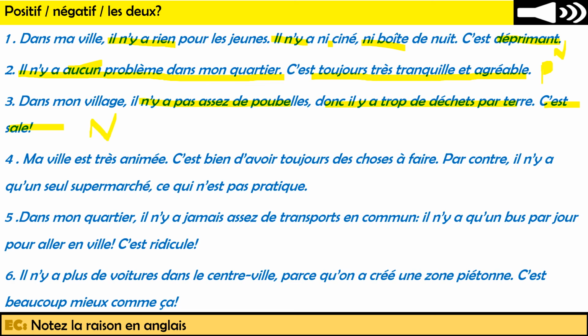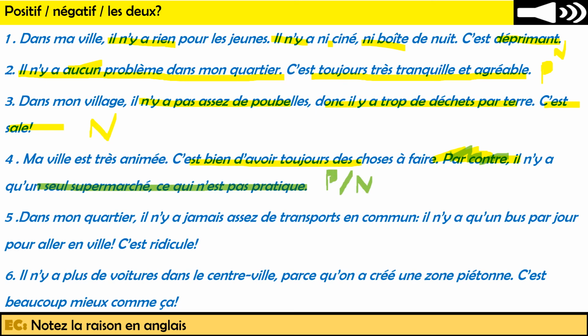Right. Numéro 4. Ma ville est très animée. Okay, nothing there. That could be a good thing or a bad thing. C'est bien d'avoir toujours des choses à faire. It's good to always have something to do. Par contre, and this is your clue here, il n'y a qu'un seul supermarché, ce qui n'est pas pratique. So, they've said it's good to have lots of things to do, but then they've said there's only a single supermarket, which is not practical. This is your clue. Par contre, on the other hand, so this one is positive, boom, and negative.